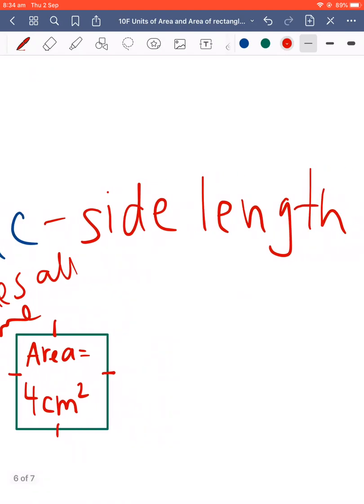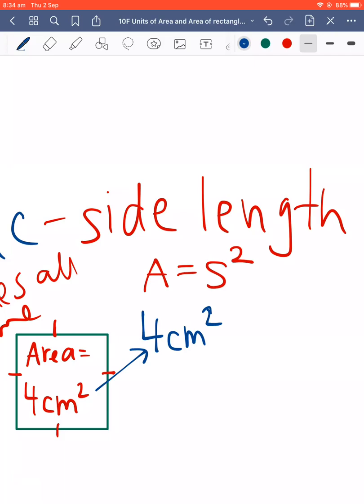And remember our formula, so we can substitute in. So our formula for our square is area equals side squared. Our area in this case is 4 centimeters squared. Okay, so remember we already had that. So let's substitute that in for this one here. Let's rewrite our expression now. So I've got 4 equals side squared.